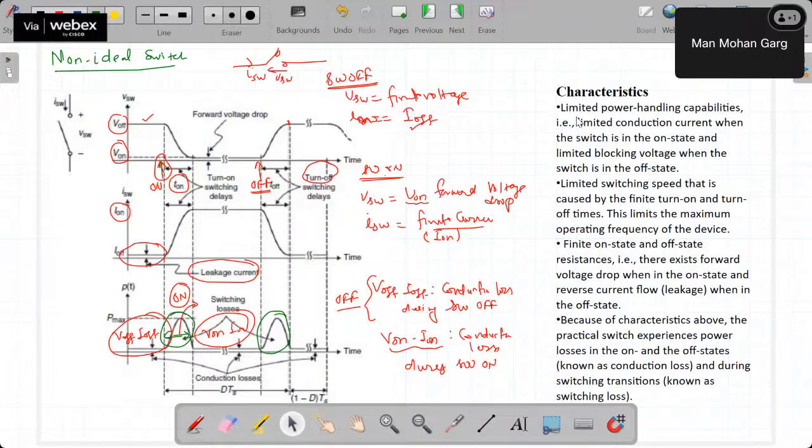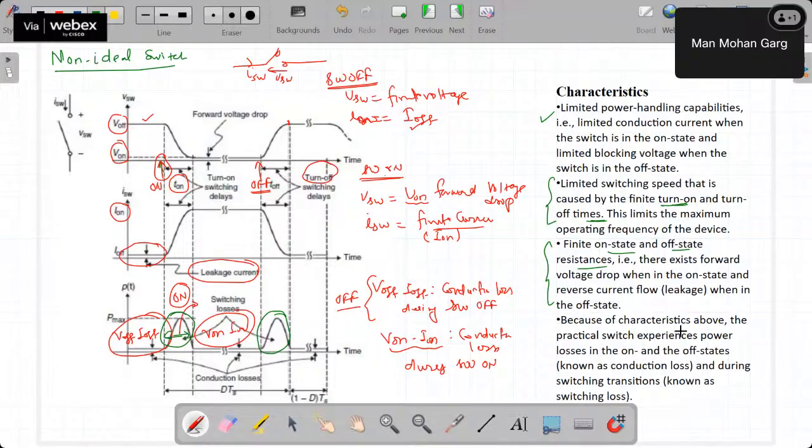So limited power handling capability. We have certain voltage and current ratings, and also the turn on time and turn off time come into the picture. That's why they are blocking our on period and off period, so ultimately they limit the frequency. We cannot have infinite frequency; limited switching speed or limited frequency is caused by the finite turn on and turn off times. Then finite on-state and off-state resistances, yes, obviously, due to which the leakage current and voltage drop happen.